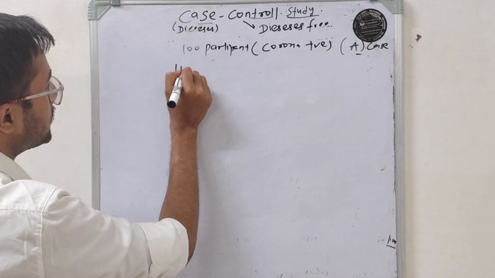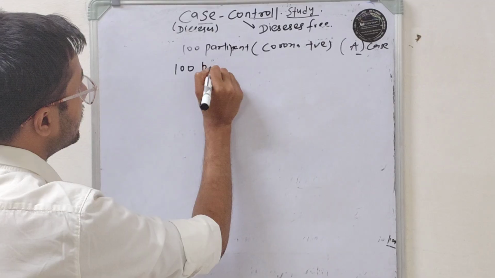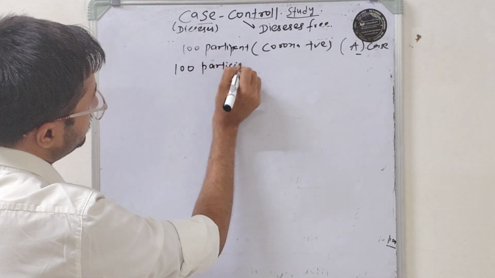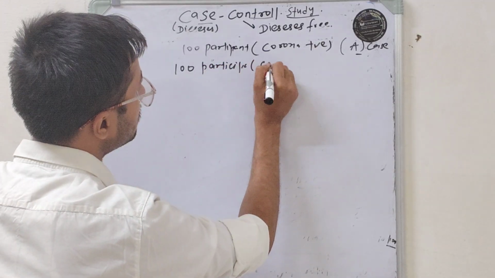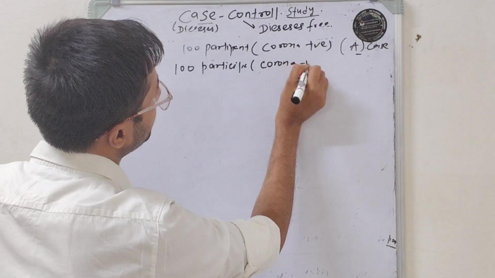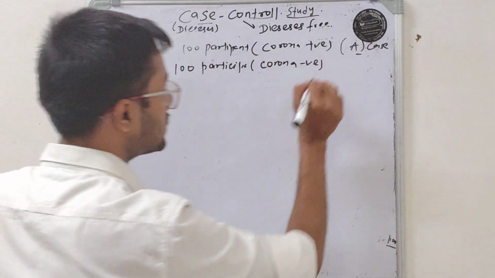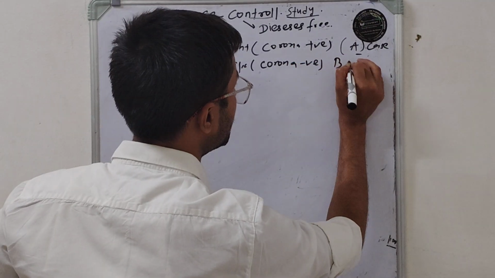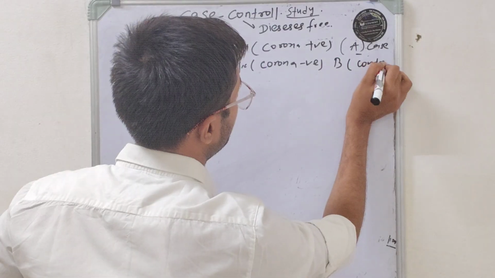For another group, we take 100 more participants who are corona negative. This is called group B, or control.